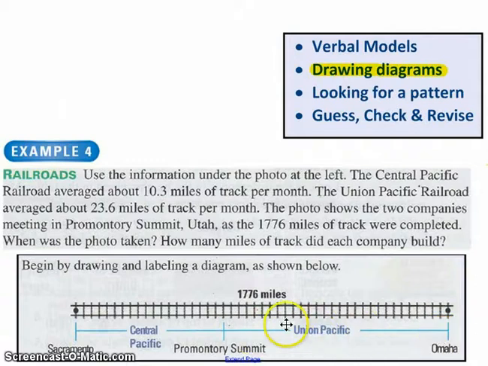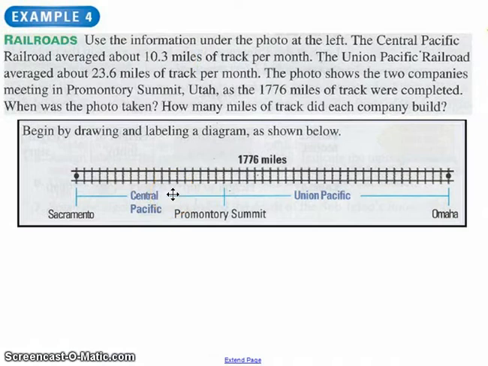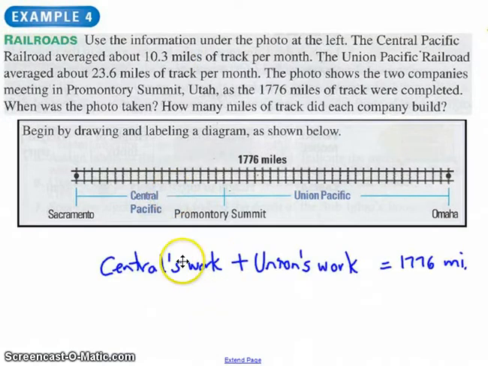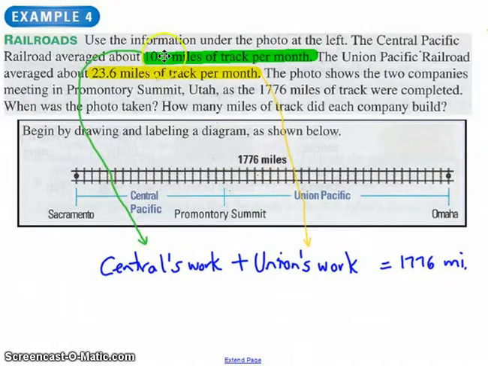And as they've drawn in their diagram, Union Pacific actually did more. You get that sense from the fact that Union Pacific averaged way more miles per month than Central Pacific did. Okay, so let me give myself a little bit of space to start writing here. The point is that Central's work plus Union's work together is going to add up to 1,776 miles. Now, what is that work? Well, the only information that we have to plug in is the 10.3 miles of track per month. That's Central's work, and the 23.6 for Union.